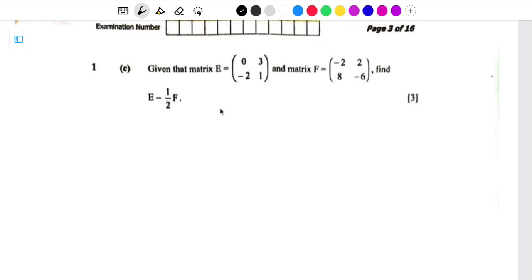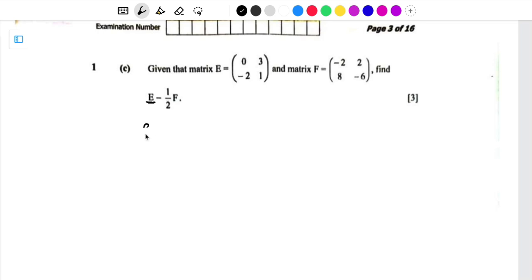So on this one here, we have been given that matrix E is equal to 2 by negative 2, 3 by 1, and matrix F is negative 2 by 8, 2 by negative 6. Then find E minus 1 over 2 multiplied by F. So I have to start with E here first.